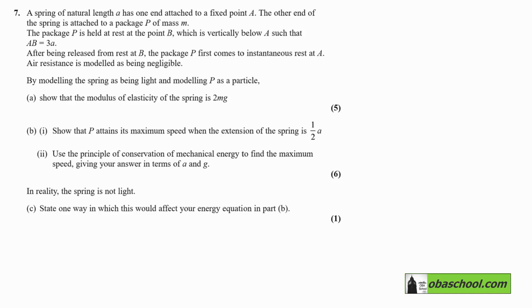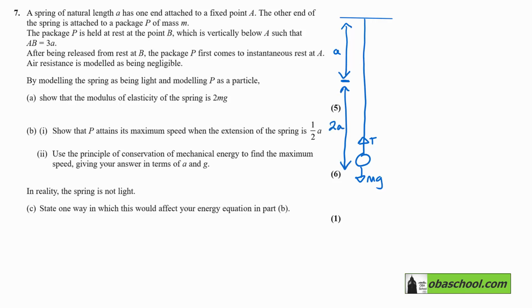By modelling the spring as being light and modelling P as a particle, show that the modulus of elasticity of the spring is 2mg. So let's have a quick diagram of the situation. So the package is here, and we're going to have mg, and we'll have tension here. And if the natural length is A, then when it's in this position, we have an extension of 2A. This is the point that we called A in the question.